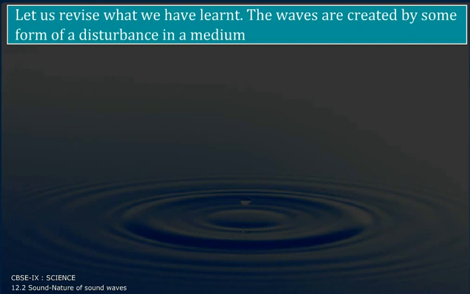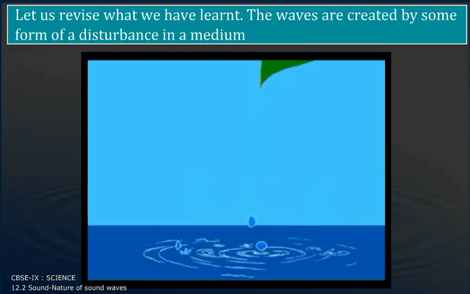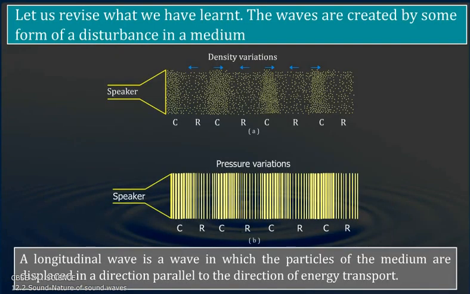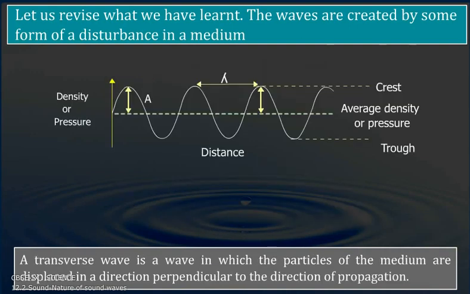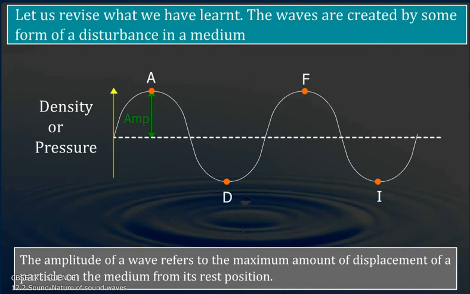Let us revise what we have learned. The waves are created by some form of a disturbance in a medium. A longitudinal wave is a wave in which the particles of the medium are displaced in a direction parallel to the direction of energy transport. A transverse wave is a wave in which the particles of the medium are displaced in a direction perpendicular to the direction of propagation. The amplitude of a wave refers to the maximum amount of displacement of a particle on the medium from its rest position.